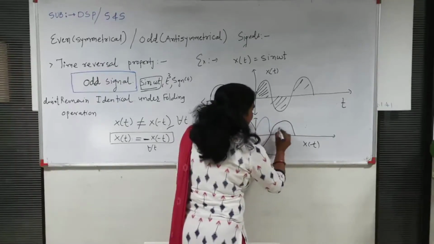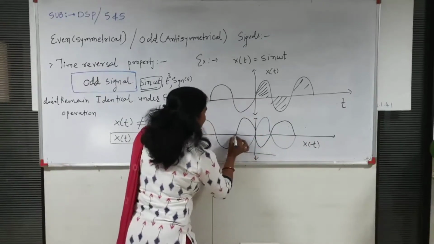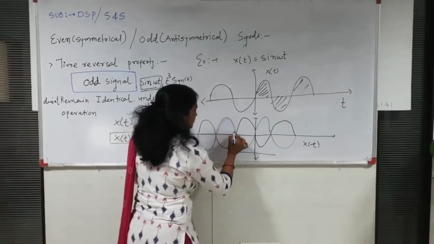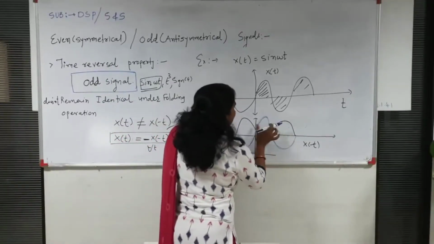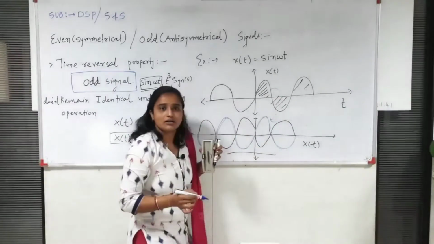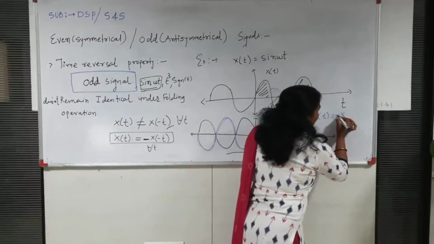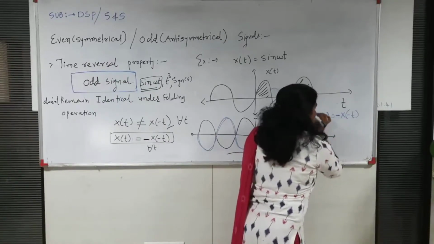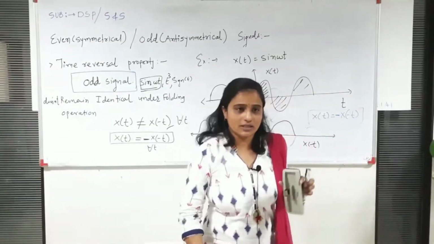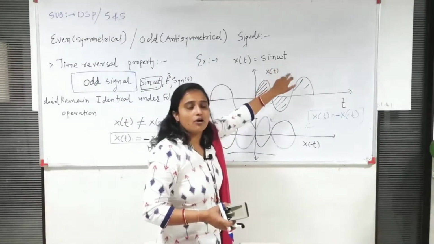This positive cycle becomes a negative cycle, positive becomes negative, negative becomes positive. Now see this blue line, this is my signal line, and this signal and this signal are both the same, but what is the condition here? x of t is equal to minus x of minus t. When this condition is satisfied, our signal is known as an odd signal. So here the sinusoidal signal is not an even signal, it's an odd signal.